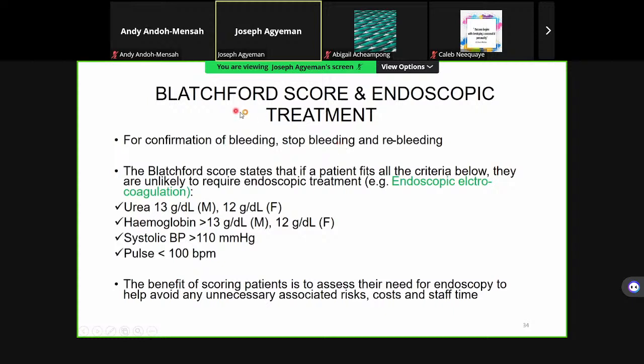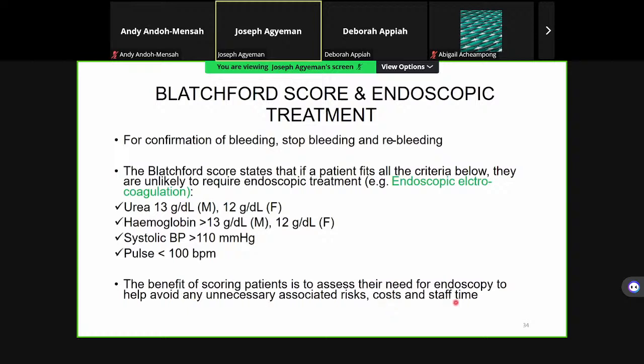That is when you use the Blatchford score. The Blatchford score will help you to assess the need to do the endoscopic treatment or not. If not, you are putting the patient at an increased risk. You are putting the tube through the patient, you can cause injury. It's expensive and you waste everybody's time.